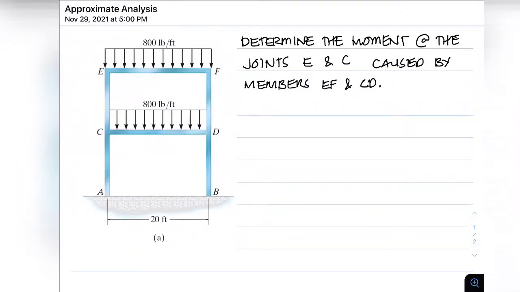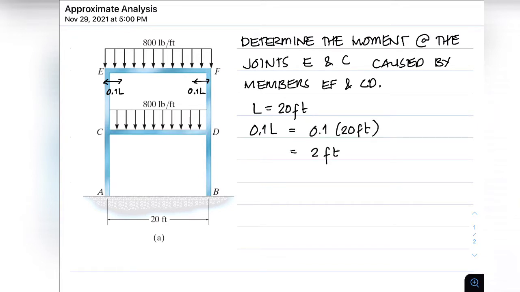In this problem, we take note that the cantilevered spans supporting the center portion of the girder have a length of 0.1 L. Since the total length of our girder is equal to 20 feet, we multiply it by 0.1, which yields 2 feet. So the length of the cantilever span is 2 feet from each support. That is 2 feet from point E and 2 feet from point F.